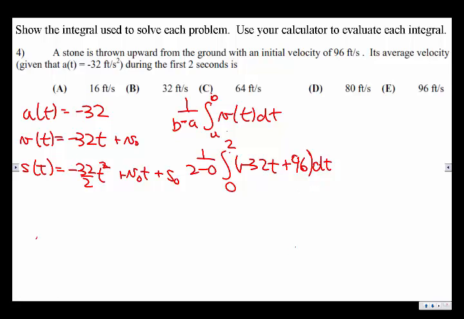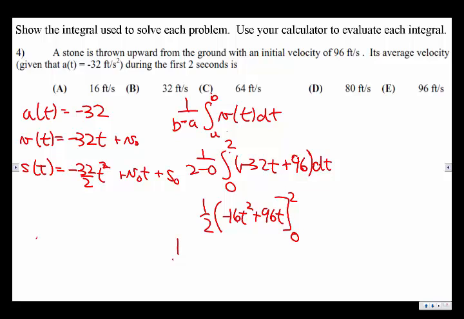All right. So there's the integral expression that we're going to want to find the value of. So 1/2, antiderivative of negative 32t is negative 16t squared. Antiderivative of 96 is 96t. And we're going to evaluate this from 0 to 2.